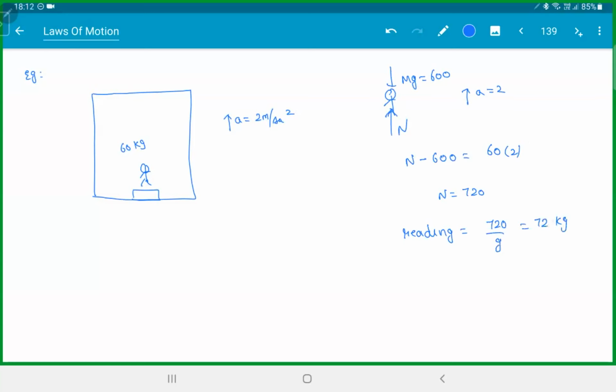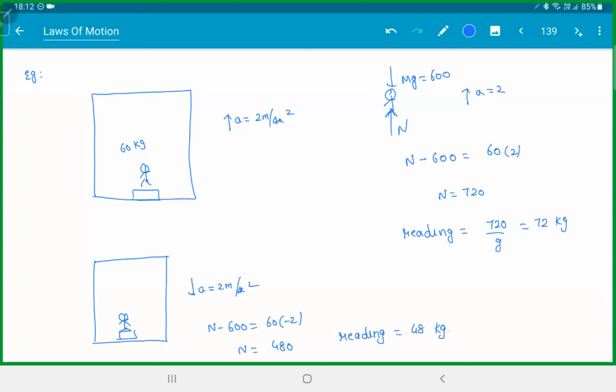Did you see? Even though your weight is 60, because of the lift acceleration, it is showing your weight as 72. The same thing you could have done in the reverse also. The man is standing on this weighing machine, and if the acceleration was down, you'll get N minus 600 is equal to 60 into minus 2. You get N is equal to 480 newtons. So in this case, the reading would have shown 48 kgs.